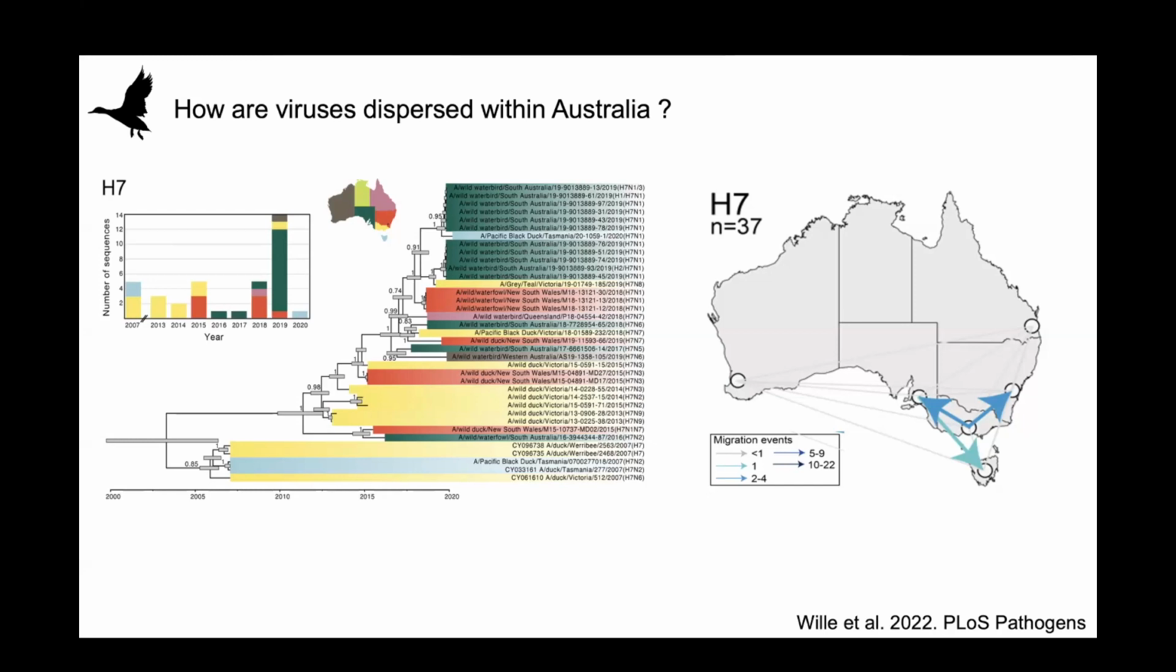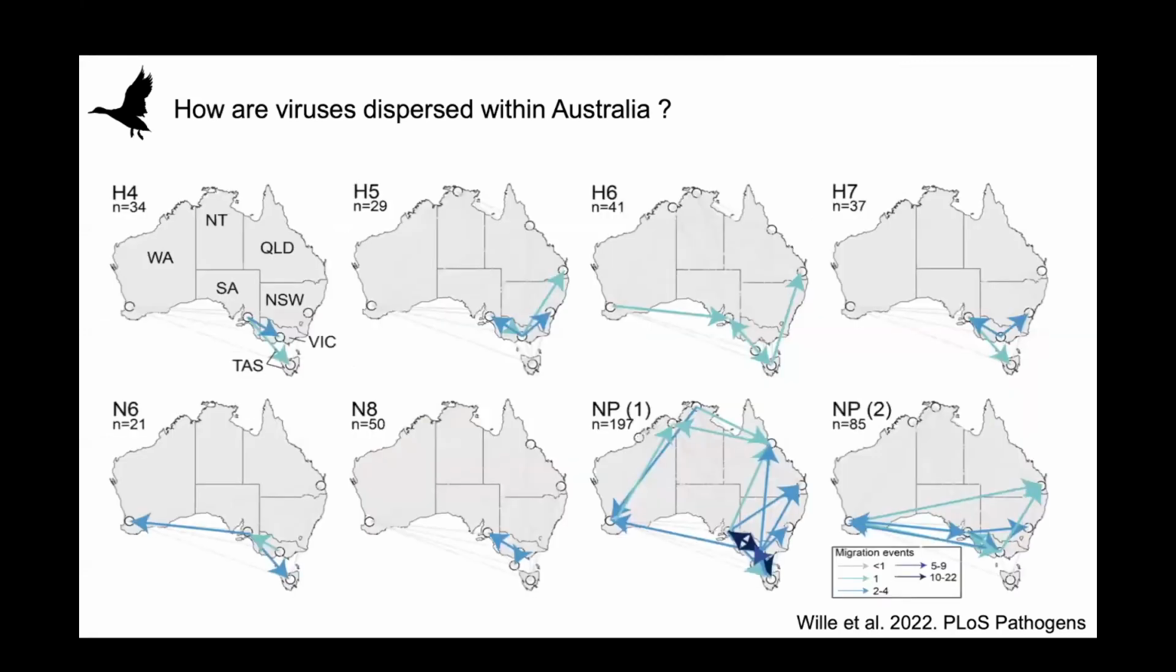And then the blue arrows show you where migration events were recorded. The color is the number of migration events between those locations, and the arrow is the directionality of the migration event. Okay, so here migration event just means transition between locations. And so we've done that now for a bunch of different subtypes. Because they're so diverse, we'll analyze them separately.